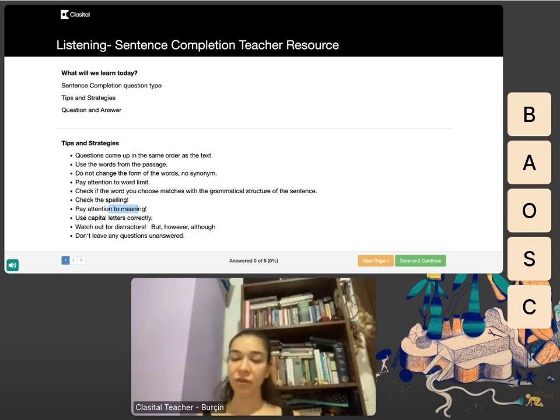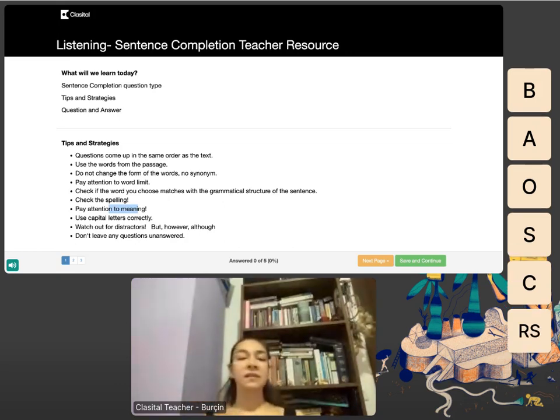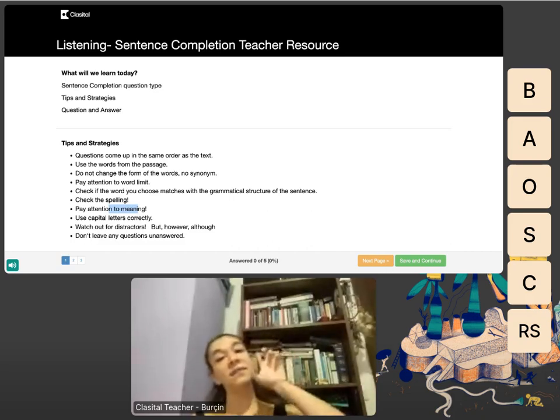Use capital letters correctly, like for months, dates, places, the government, for example, City Council. You should write it with capital letters. Pay attention to that one. If you are not certain about it, you can write all of the letters with capital letters, but I advise you to use them correctly.